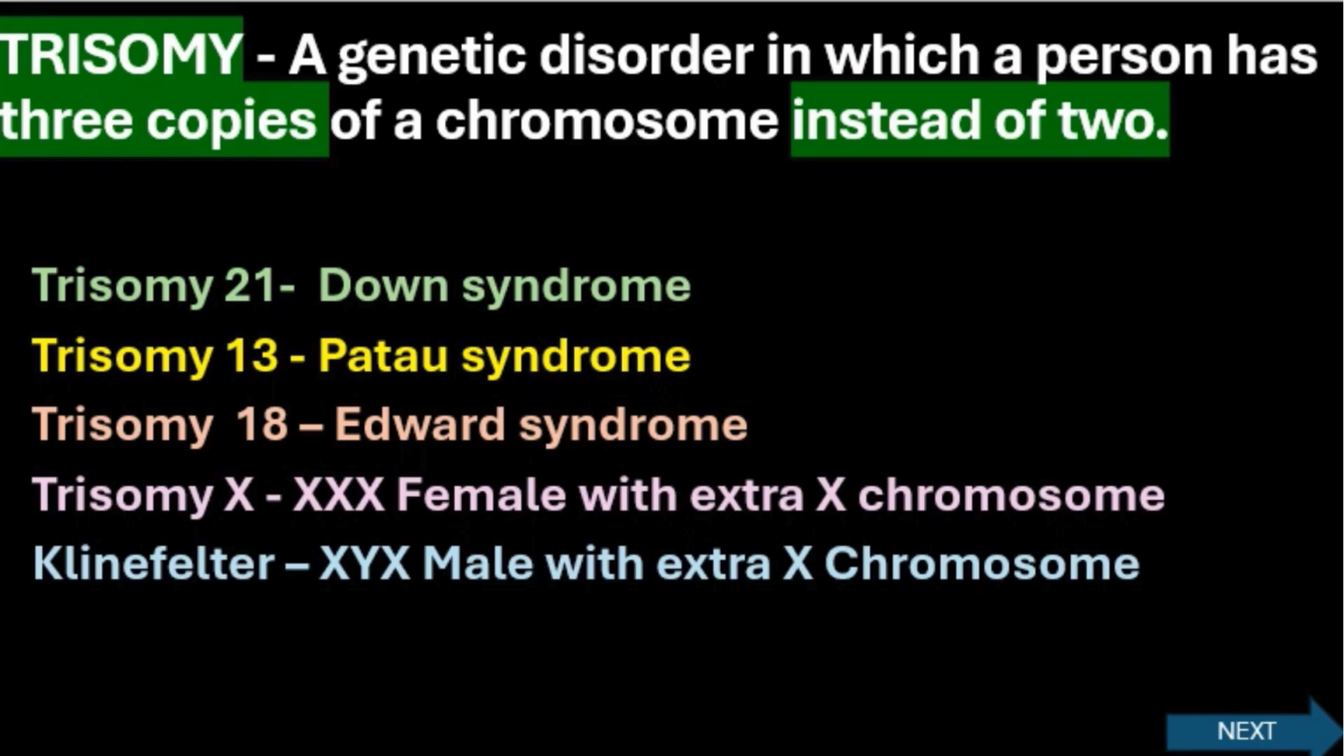Some trisomies, you can see the examples. Trisomy 21 is Down syndrome. Trisomy 13 is Patau syndrome. Trisomy 18 is Edwards syndrome. Trisomy X is XXX, female with extra X chromosome. Klinefelter syndrome is XXY, male with extra X chromosome. So trisomy X, female with extra X chromosome, and Klinefelter, male with extra X chromosome.